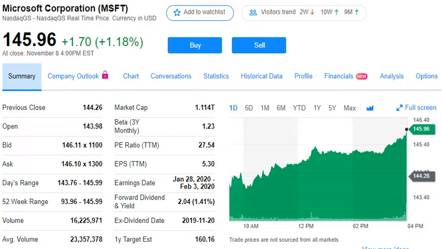Now the day's range, that's in a trading day. The low of the day was 143.76. The high of the day was 145.99.